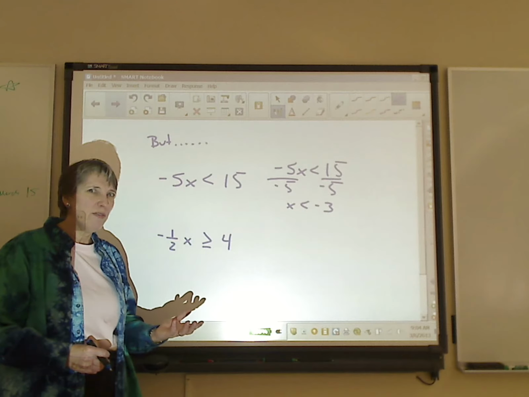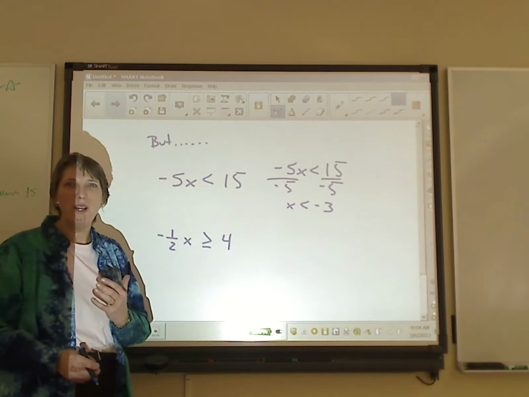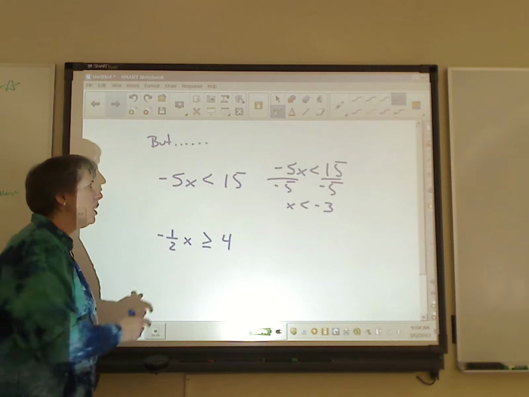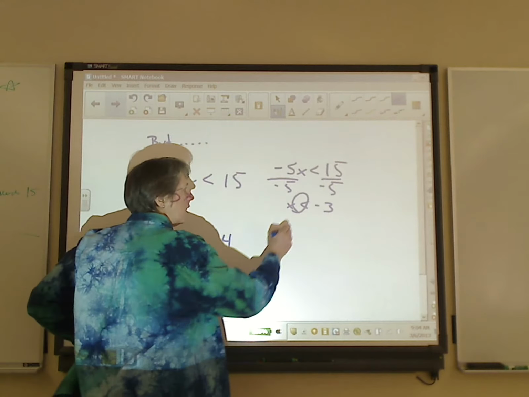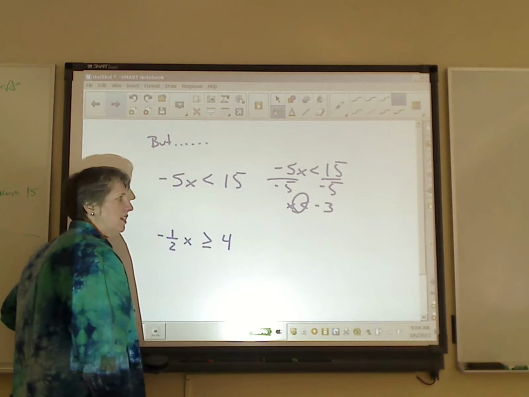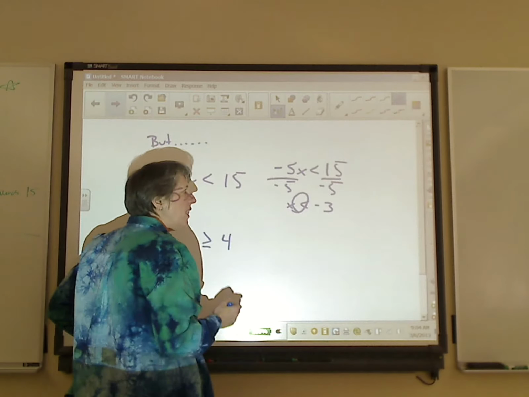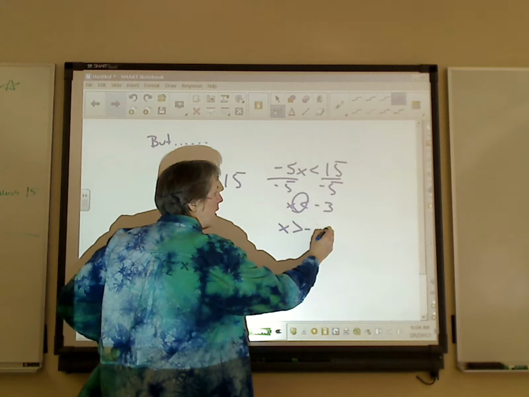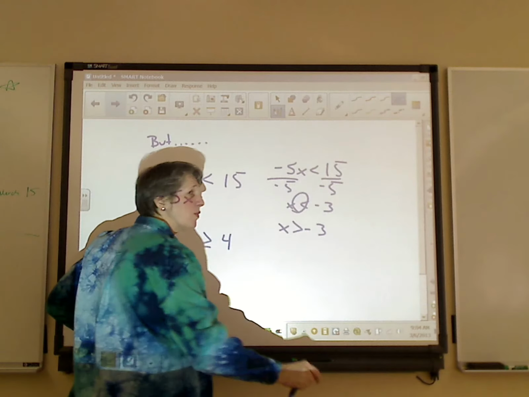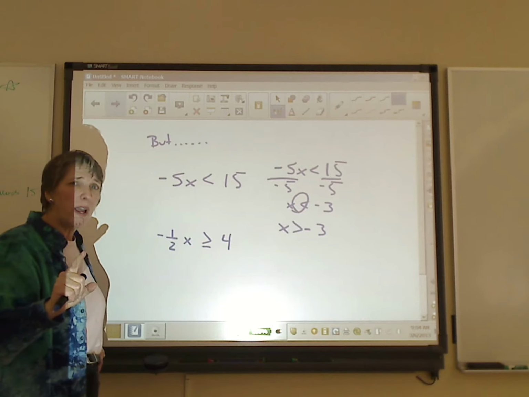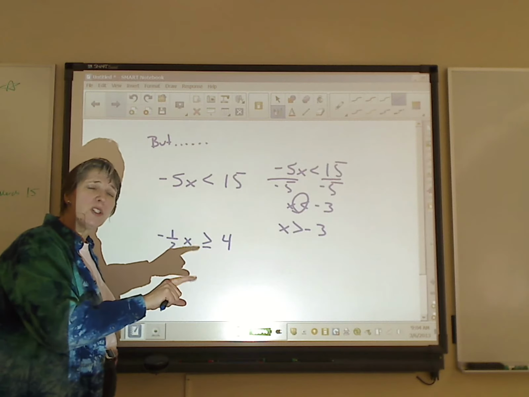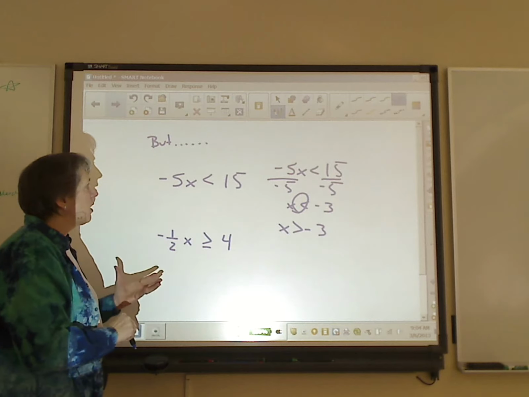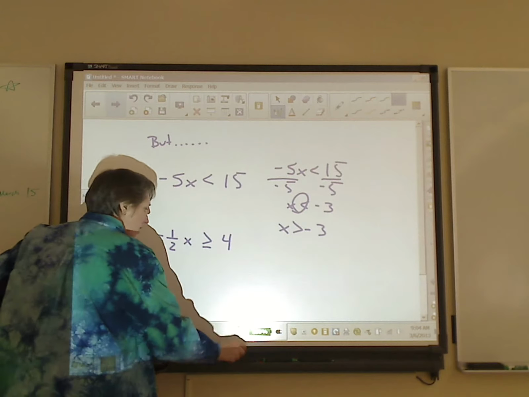Why does the sign flip? Because we're transferring the negative to the other side. We're undoing the negative and transferring it over. So right here, we can't leave this like this. Whenever we divide by a negative, it's going to become x is greater than negative 3. The sign flips only when we divide by a negative or multiply by a negative. So let's see what happens here.